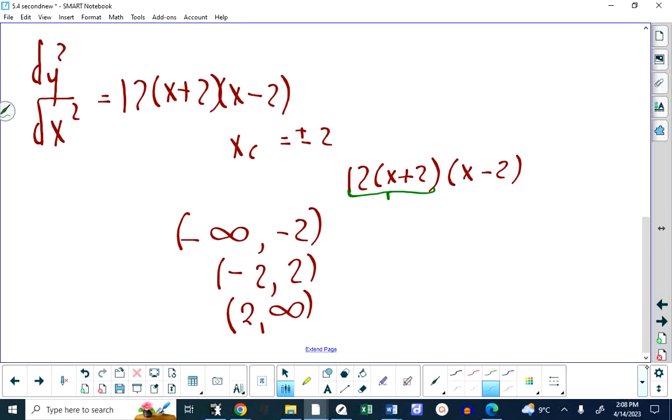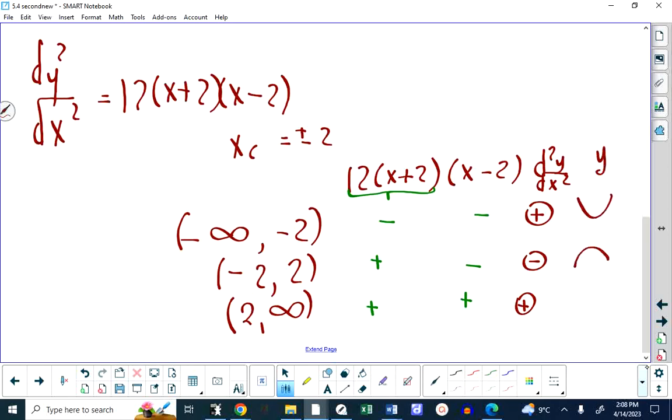I don't know how much we've discussed this in the past, but you could probably not even write the 12 because it's positive, but I would prefer that you put it and include it somehow. This will be negative until it passes the 0 of x plus 2, and the 0 of x plus 2 is negative 2. So this is what's going on there. X minus 2 will be negative until it passes the 0 of x minus 2, which is at 2. So the second derivative is positive, then negative, then positive, which means the function is concave up, concave down, concave up.